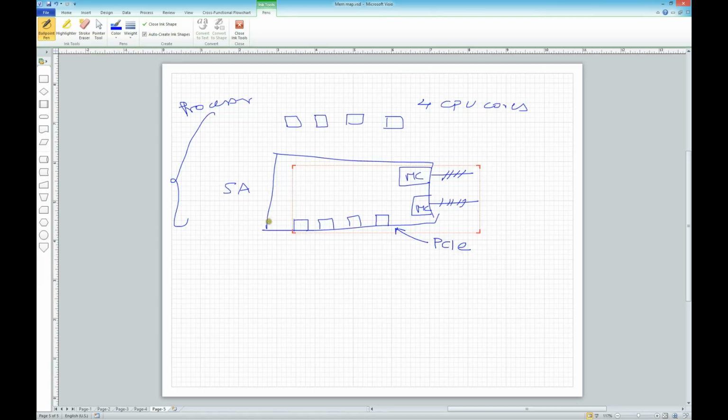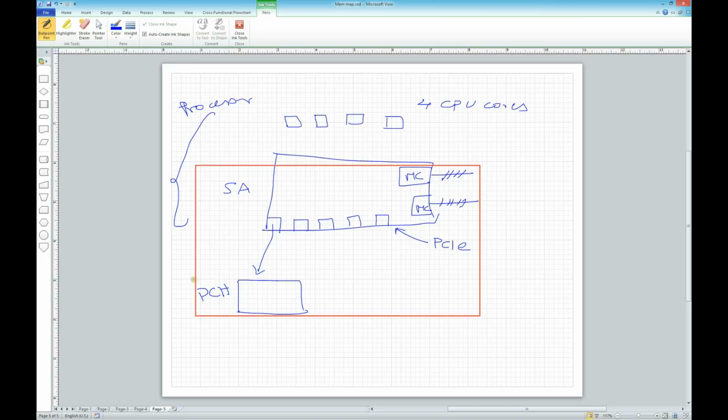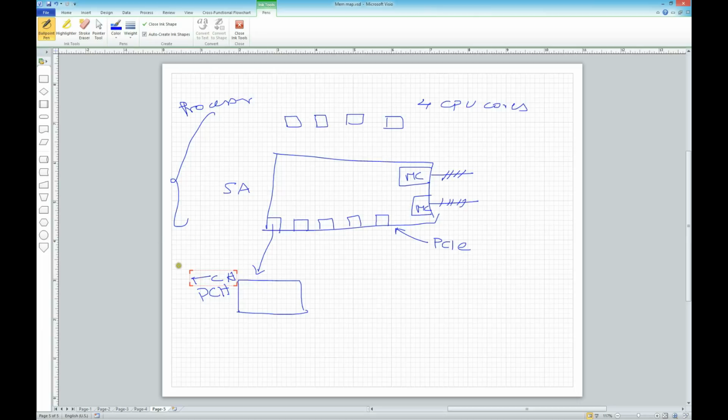And then typically in Intel platforms, there is another south bridge component here. We call it a PCH, or platform controller hub. It used to be called ICH, IO controller hub. Now what the PCH does is basically has some IO devices in here. Apart from the IO devices, it also has a path to the BIOS flash.